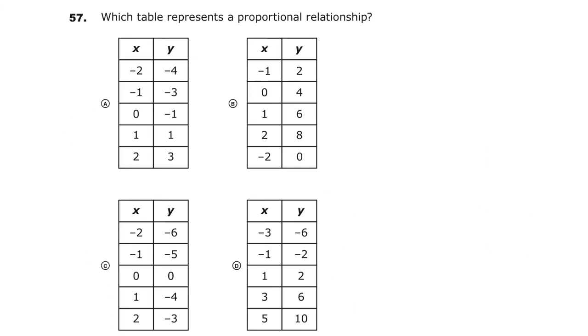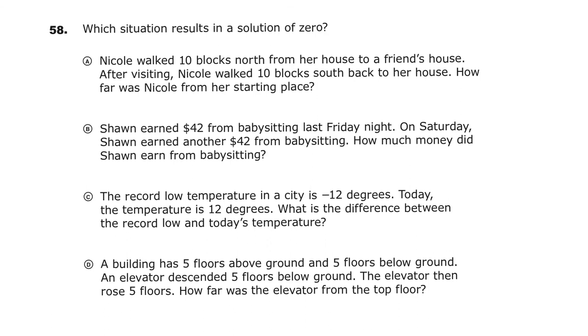57. Which table represents a proportional relationship? How do you determine a proportional relationship? Y divided by X, Y over X, and it must be the same in every single question, every one that you do. Which table was the proportional relationship found in? D. All right, 58.